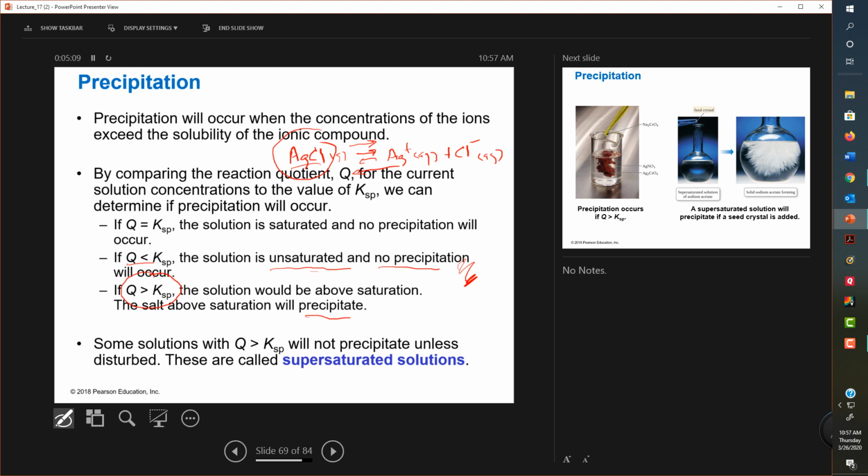So the way I want you to think of Q equal to KSP is that you have a container, you have the solution, and in the solution you're going to have, usually, it doesn't have to be, but usually, a pile of solid here. So some of it is dissolving into solution, and then some of it's going from solution back into the solid. So if Q equals KSP, you do have a saturated solution, but no precipitation occurs because you're at the point of solubility.